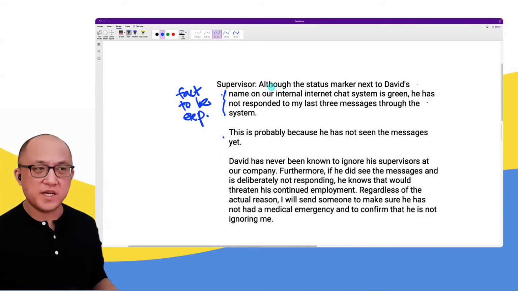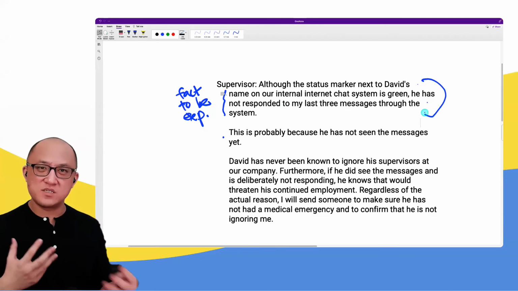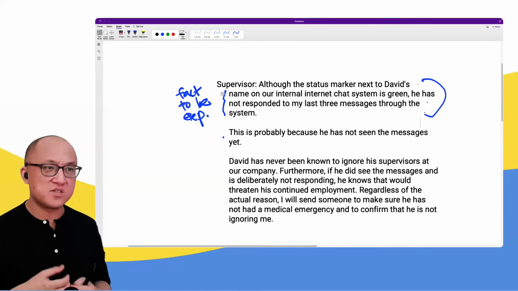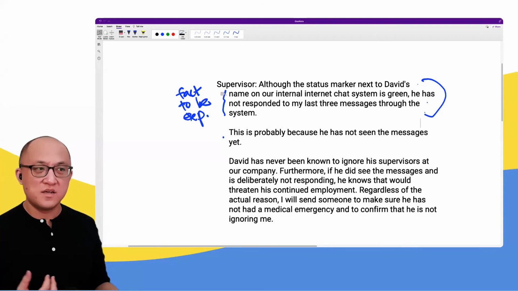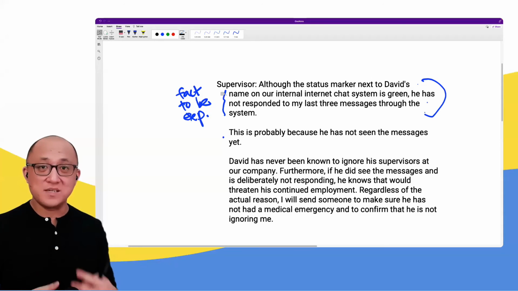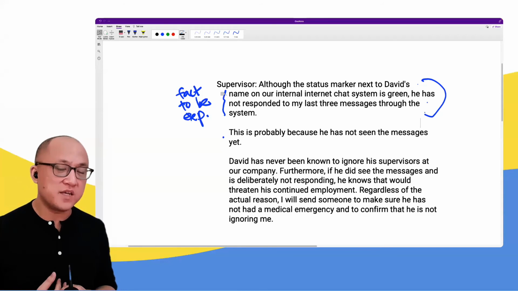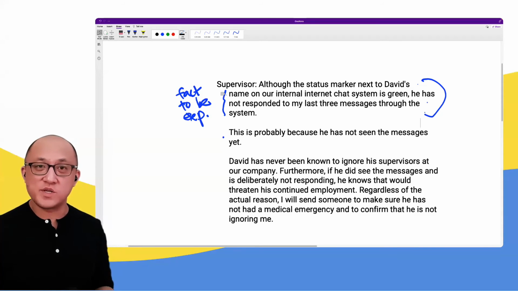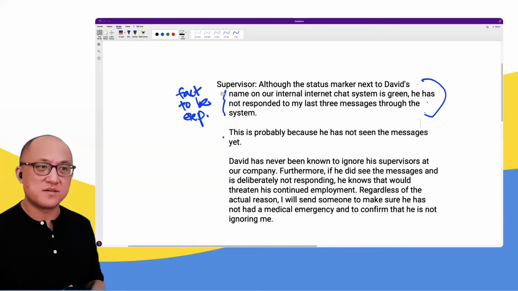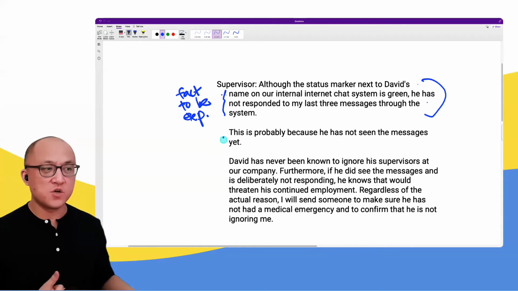Okay? Now, by the way, do you see how, even though there are 2 separate statements there, and you have the word although, that although is not being used as a concession or anything? What's the point of having this pair of ideas? The status marker is green. He hasn't responded. Together, they're meant to be a little bit confusing, right? Green probably means that he's there or he's present, right? So why isn't he responding? That's what the first sentence is saying. Okay, this is probably because he has not seen the messages yet. How do we know that's the conclusion?